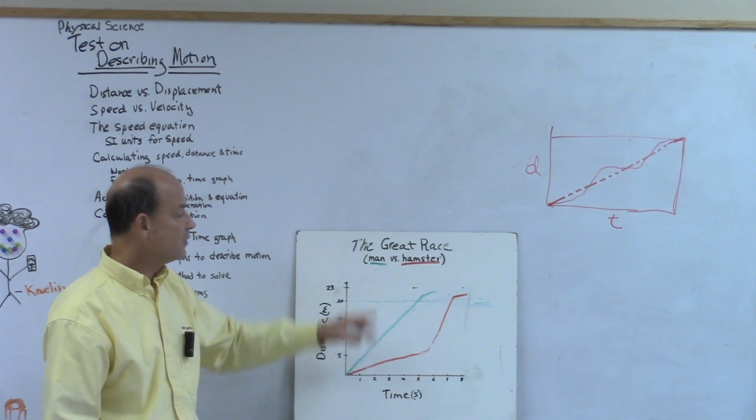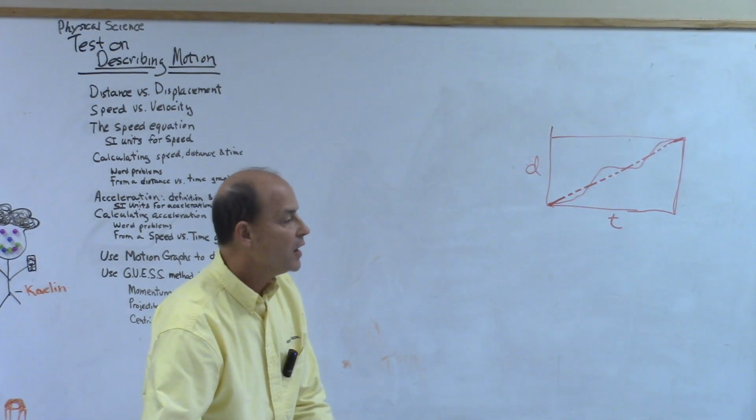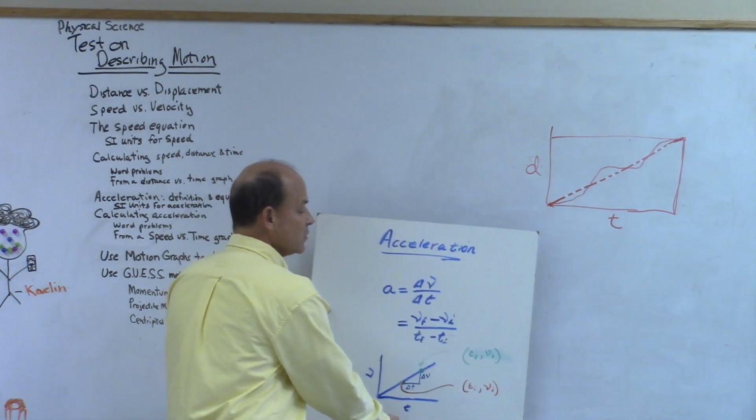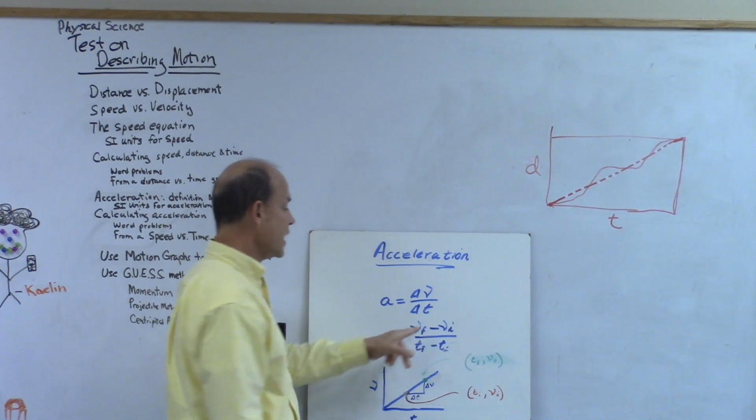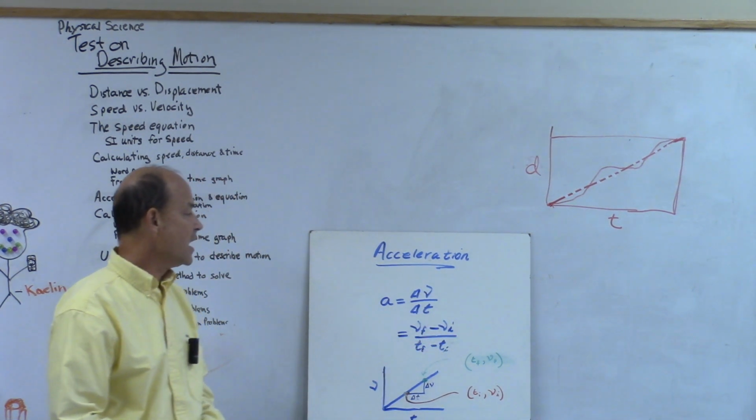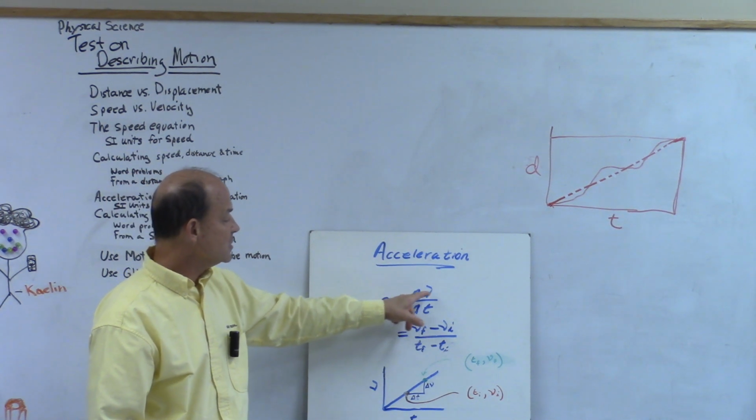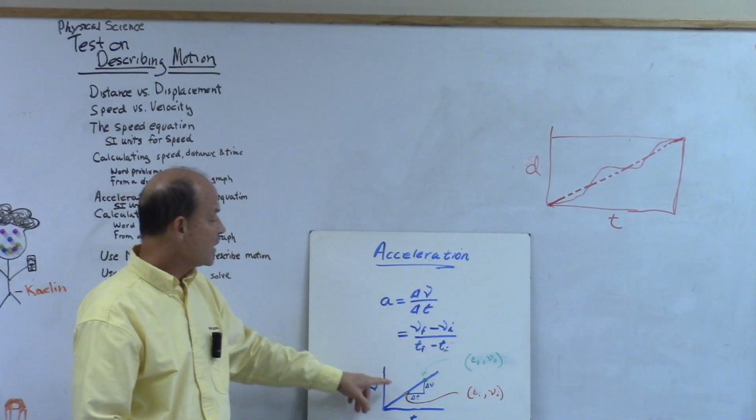So reading distance versus time graphs, that's really important. Then we moved on to the concept of acceleration. What is acceleration? It is the change in velocity, the change in speed over time. In general, it's just the change in, that's what this delta means, change in speed over the change in time.